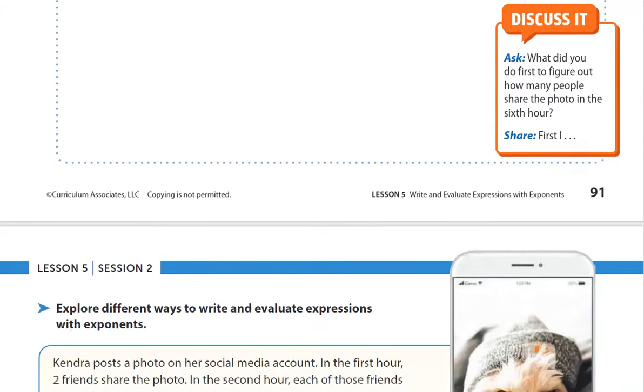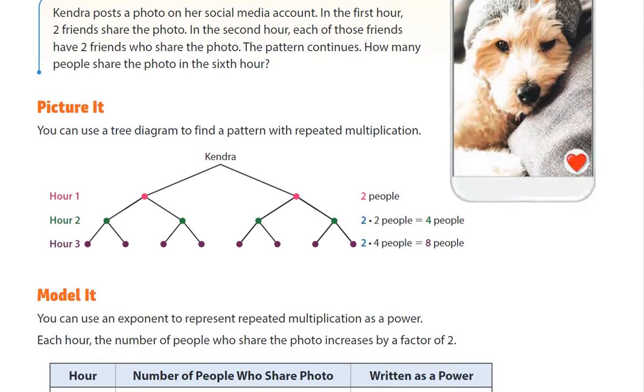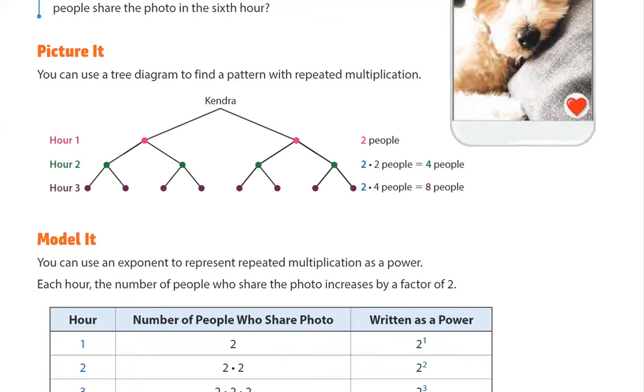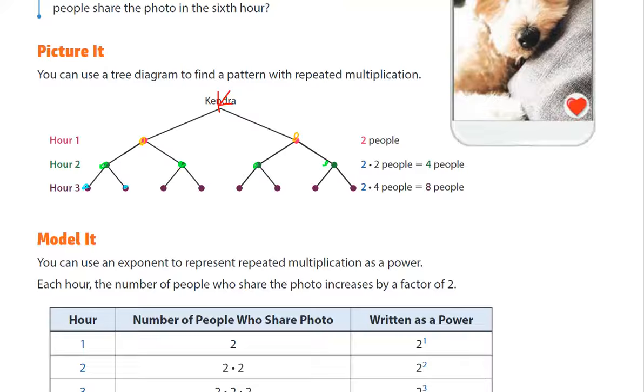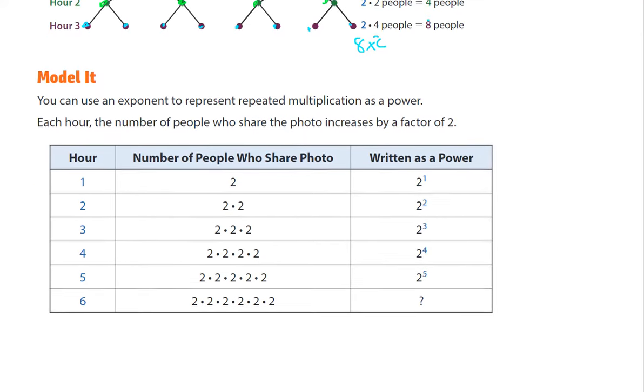Okay, let's see if that holds true over here. Oh, would you look at that? They did it the same way I did it. What a shiny coincidence. So we've got Kendra, and in the first hour, there's 2. In the second hour, there's 4. In the third hour, there's 8, and the pattern continues with 8 times 2, and the pattern will continue. Yada yada yada. You get the point.